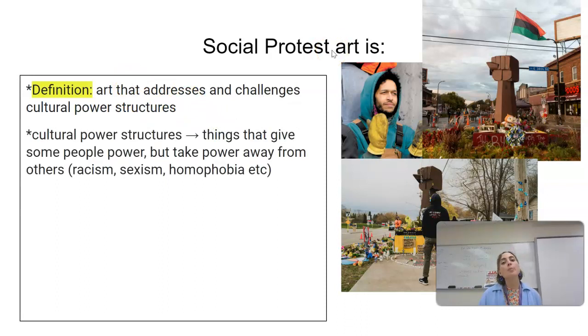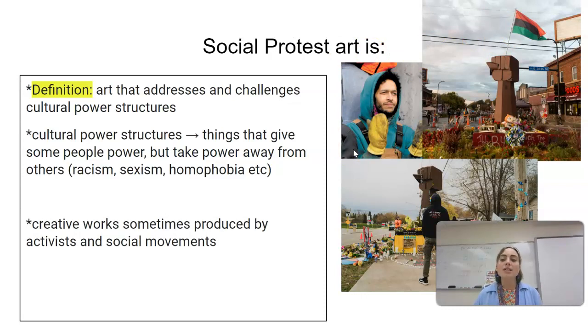When I say cultural power structures, I mean things that give certain people a lot of power, but take power away from other people. So you can think about things like racism, sexism, or homophobia as examples. For example, with sexism, that would give men more power and take power away from women. So social protest art is art that says these kinds of injustices are not okay, and all people deserve to be treated equally and have equal rights, and the art is trying to convey that message.